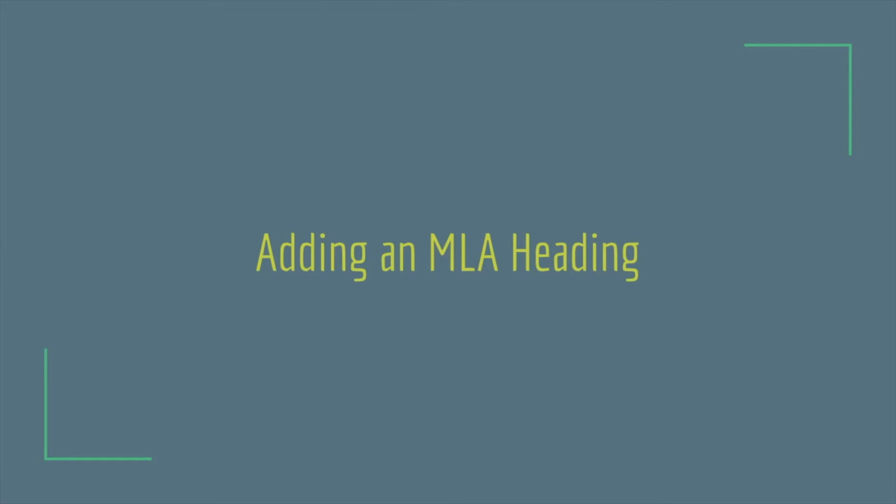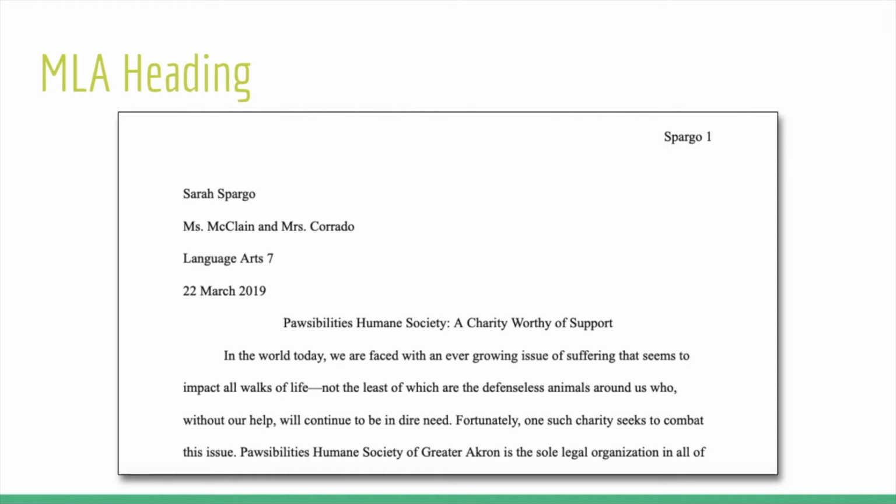So the first step we're going to talk about is adding an MLA style heading. The heading is what comes at the top of the paper in the upper left-hand side. So the first thing that you would need is your name, the student or the writer's name. The next thing that you put are your instructor names. If there's more than one instructor, you would do that. So in college, this would be your professors. Here at middle school or at the high school, it's your teachers.